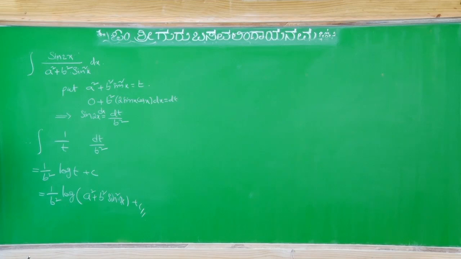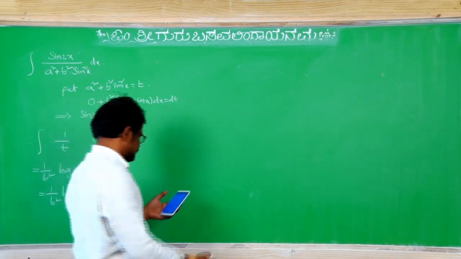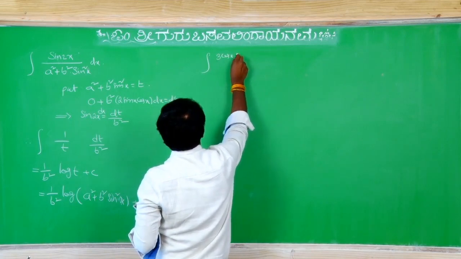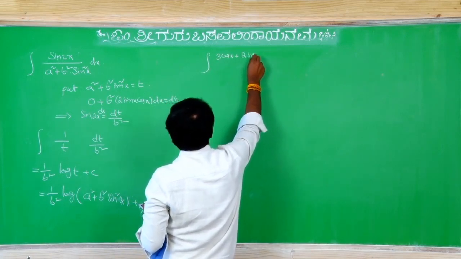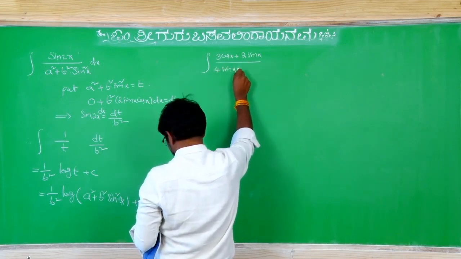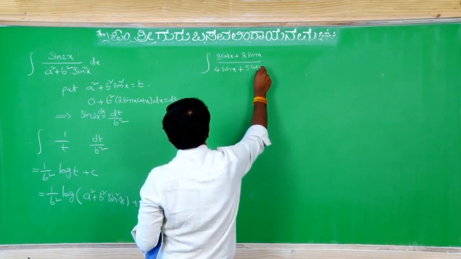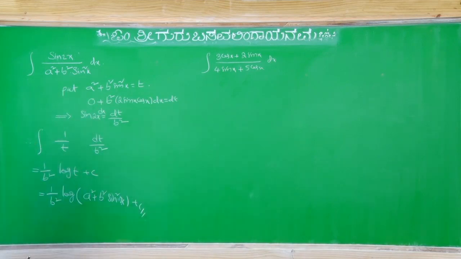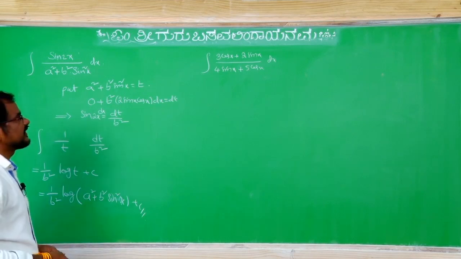Next, integration of 3 cos x plus 2 sin x divided by 4 sin x plus 5 cos x dx. We did this type of problems yesterday. Integration of 3 cos x plus 2 sin x by 4 sin x plus 5 cos x.